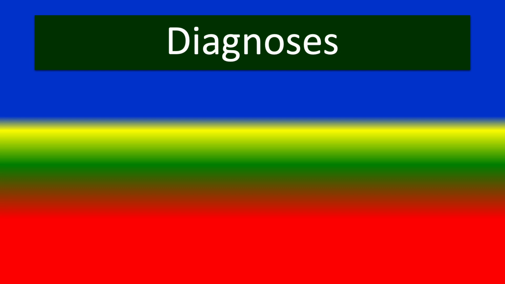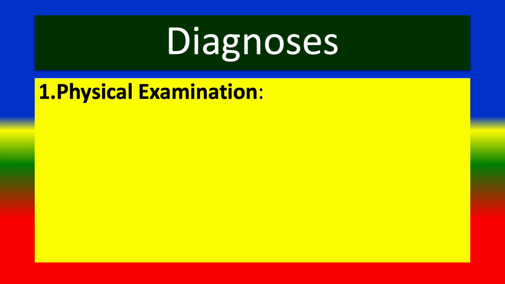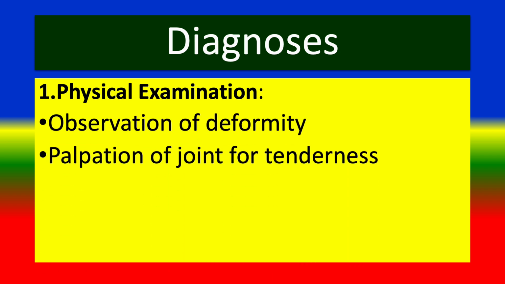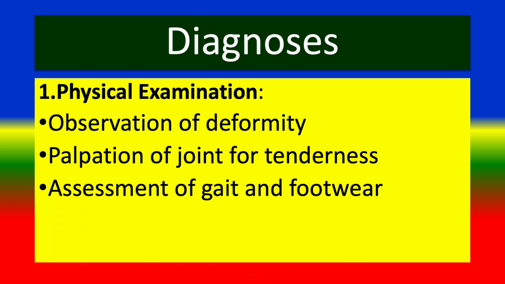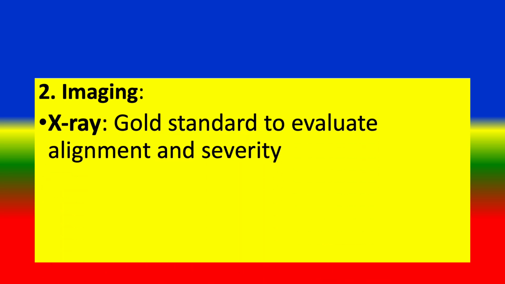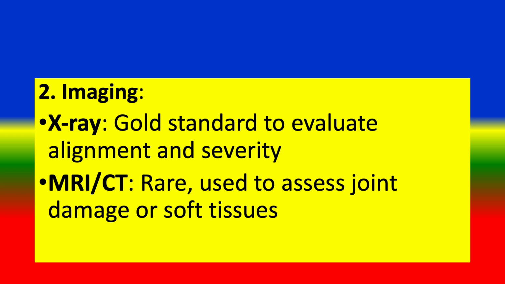Diagnosis. 1. Physical examination, observation of deformity, palpation of joint for tenderness, assessment of gait and footwear. 2. Imaging. X-ray, gold standard to evaluate alignment and severity. MRI and CT, rarely used, to assess joint damage or soft tissues.